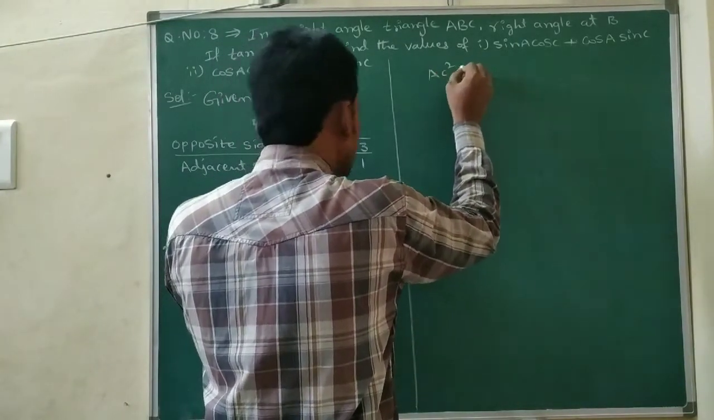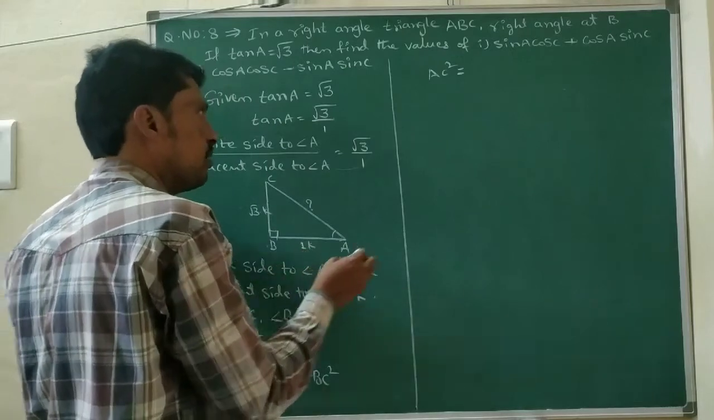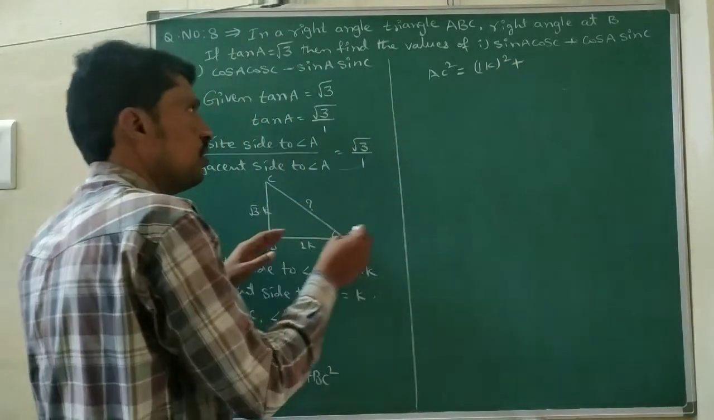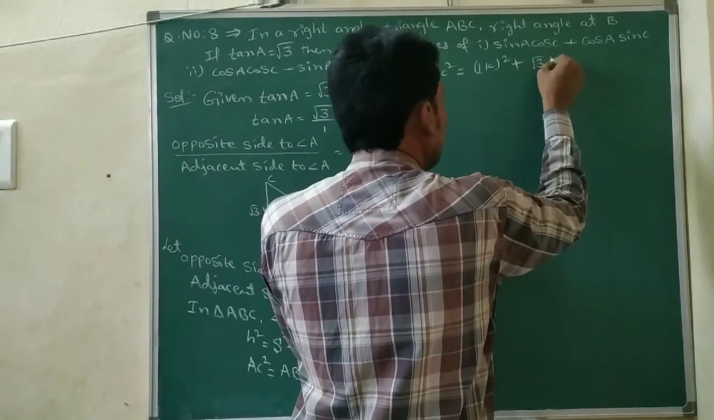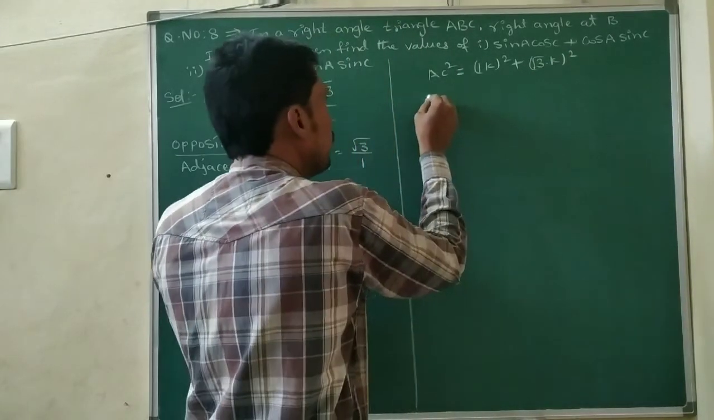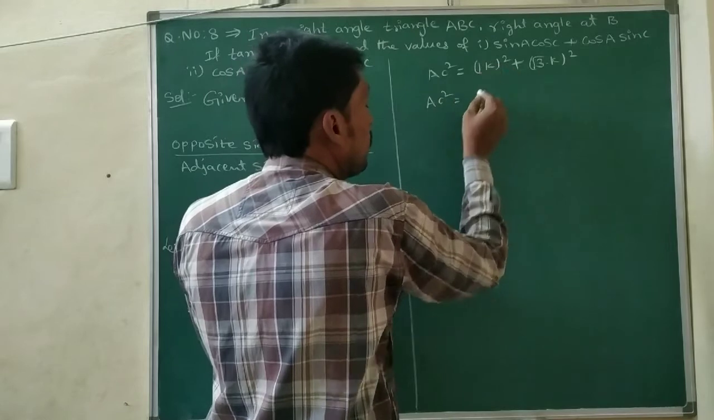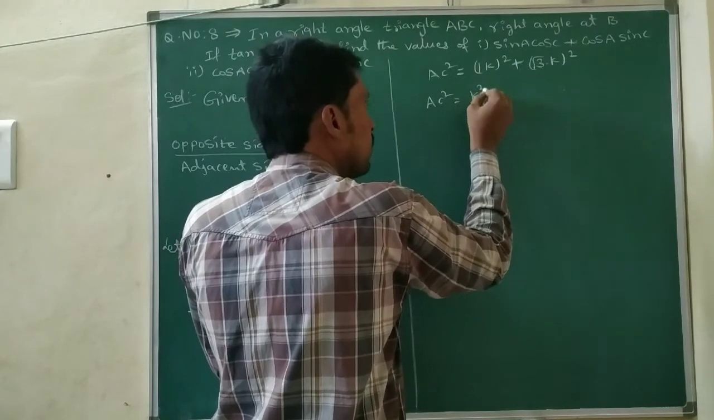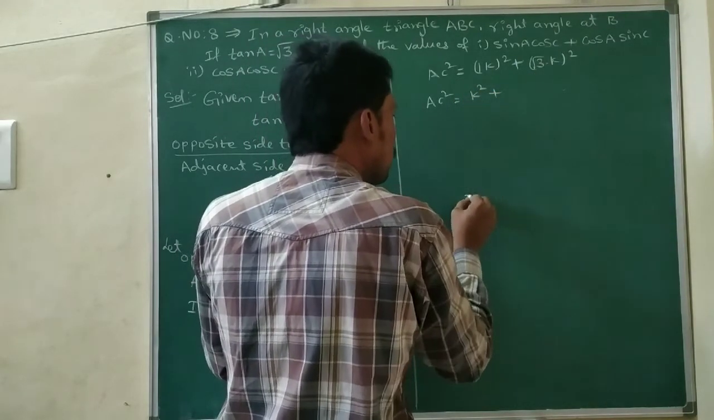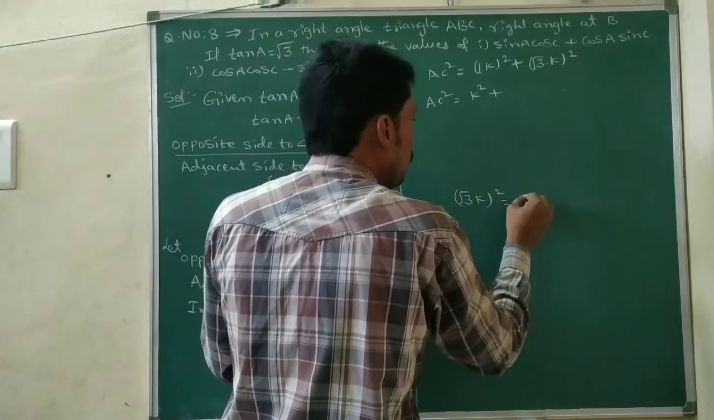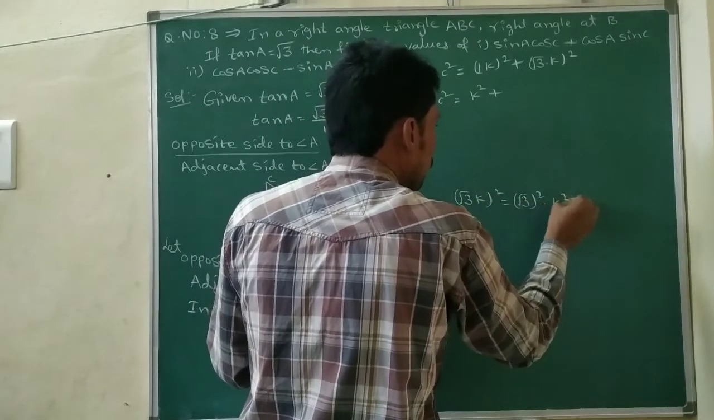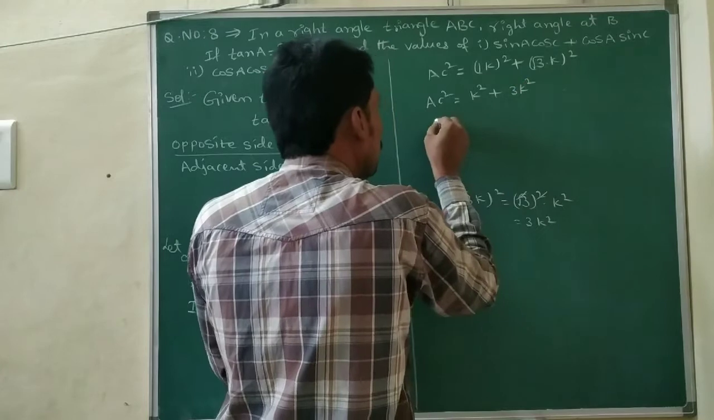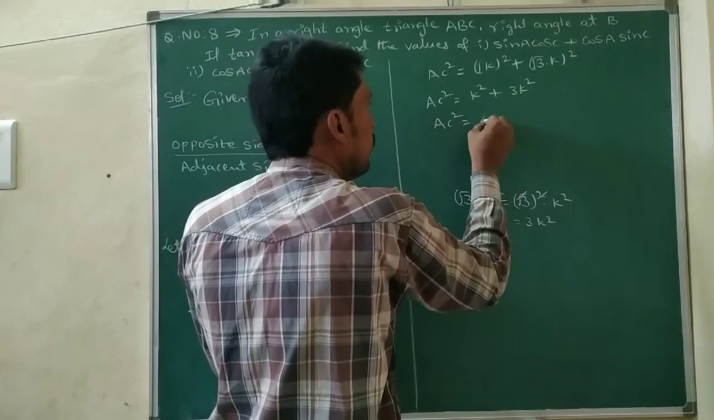AC square equals AB, whose value is 1K, whole square, plus BC, whose value is root 3K, whole square. So AC square equals 1K whole square, which means 1K into 1K: 1 into 1 is 1, K into K is K square. Directly I am writing K square, plus root 3K whole square. Root 3K whole square means root 3 whole square into K square. The root and square get cancelled, so we are getting 3K square. So AC square equals K square plus 3K square, which is 4K square.